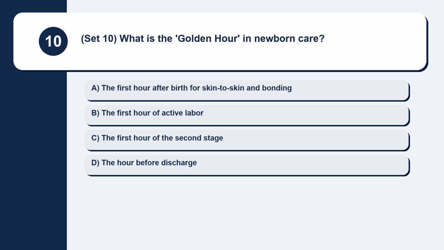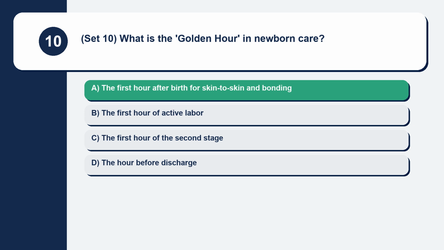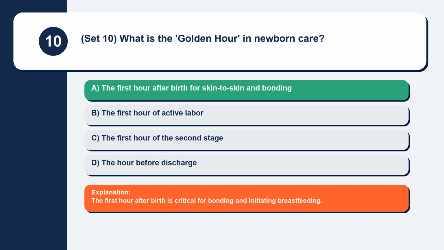Question 10. Set 10. What is the golden hour in newborn care? The first hour after birth for skin-to-skin and bonding, the first hour of active labor, the first hour of the second stage, the hour before discharge. The first hour after birth is critical for bonding and initiating breastfeeding.